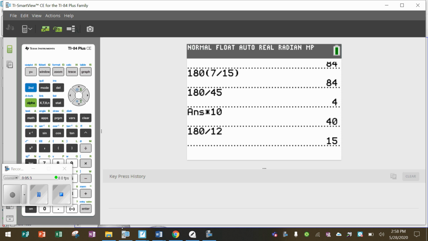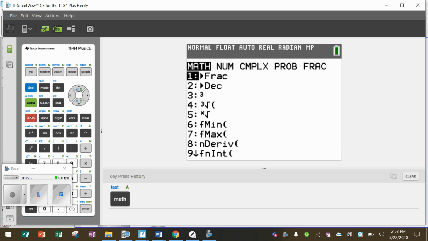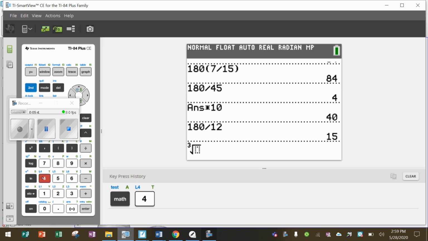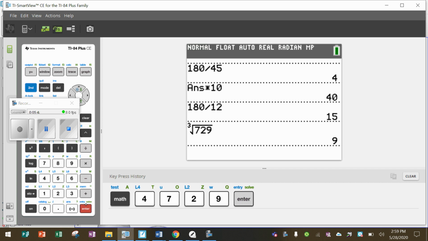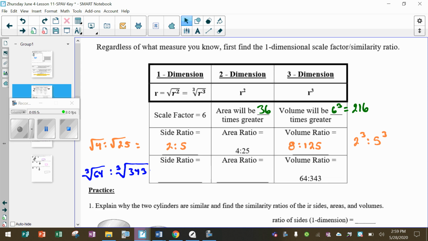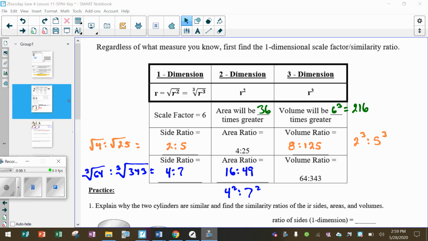If you go to the math button, option 4 is the cube root. Okay? So if you do math and then option 4, you can do the cube root of 729. It'll tell you that it's 9. That means 9 times 9 times 9 is 729. So there's your cube root button. So if I do the cube root of 64 and the cube root of 343, I'll get our one-dimensional side ratio of 4 to 7. We'll square those to get our two-dimensional area ratio of 16 to 49. That's how it works. Let's do some examples.